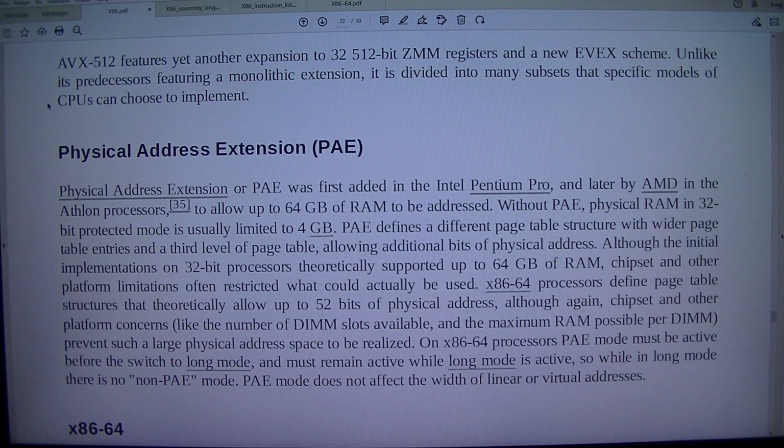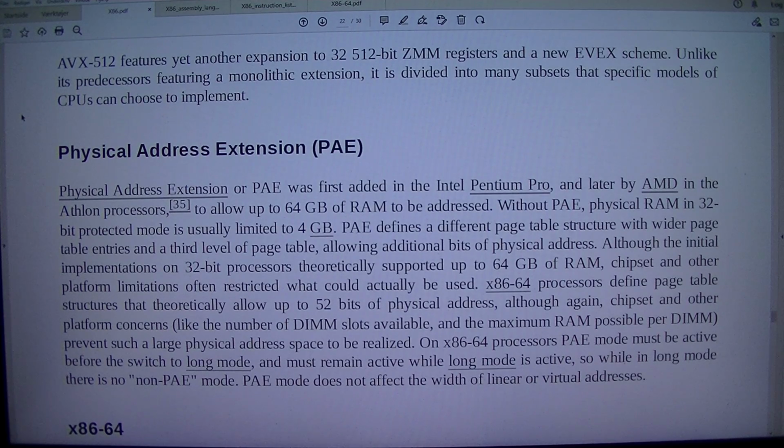AVX-512 features yet another expansion to 32 512-bit ZMM registers and a new EVEX scheme. Unlike its predecessors, featuring a monolithic extension, it is divided into many subsets that specific models of FPUs can choose to implement. Physical Address Extension, PAE.